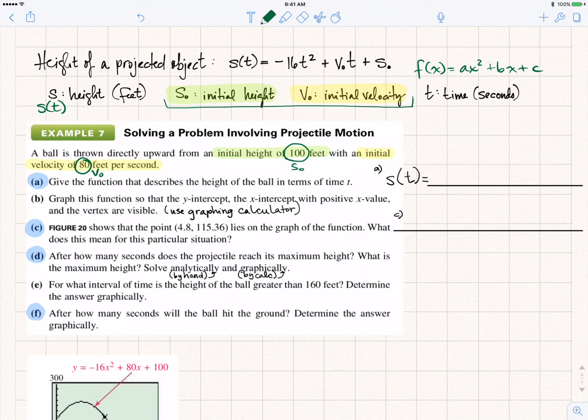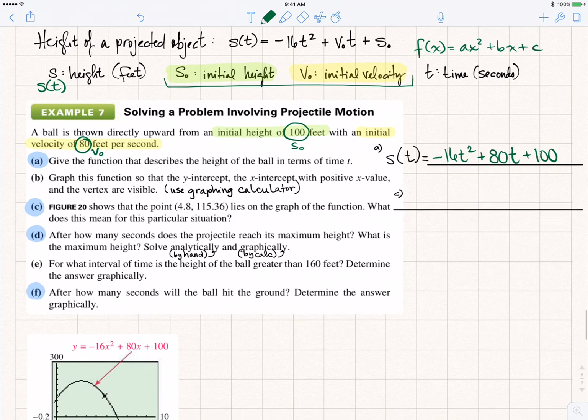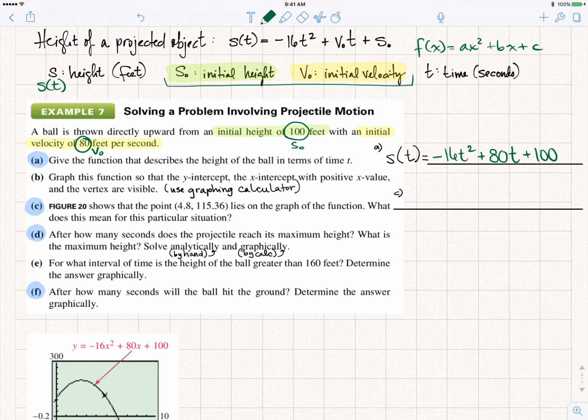Okay, so let's take that function that we were given, that standard form up at the top, and let's write a function using the numbers that I now have. So S of t is going to be negative 16. I don't know what t is, so I'm just going to write t squared plus v sub 0. I now know that that's going to be an 80 times t, so 80 is that b value, plus s sub 0, and s sub 0 I know is a 100. And that's all that you need to do for part A. Part B is where you're going to use the graphing calculator. Since we've talked about that now in class, I will leave you to do that one on your own.